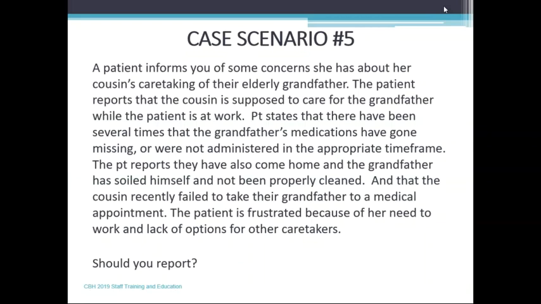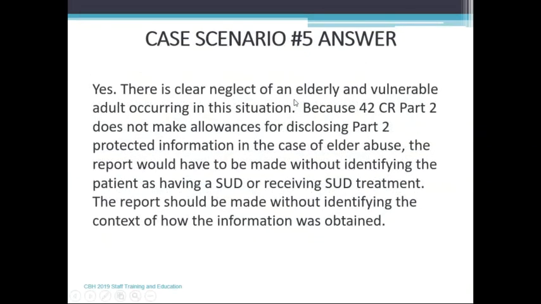Okay, so we've gotten a couple responses in. A couple people said yes. One person said have a good talk with the cousin first, but medication and doctor appointments being missed could put the grandfather at risk. So in this situation, I said yes, that there is some clear neglect of an elderly and vulnerable adult occurring in this situation.